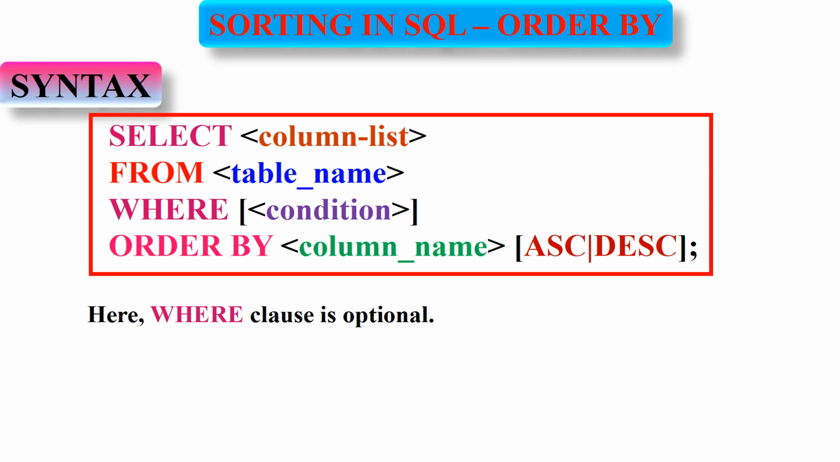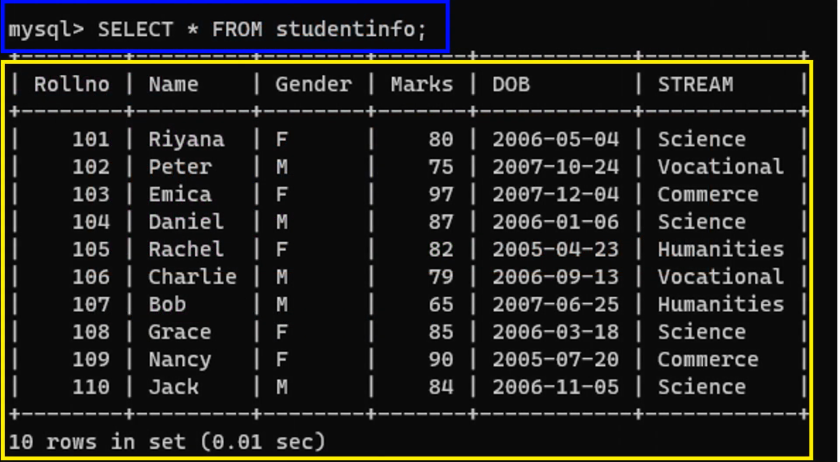The syntax is select column list from table underscore name where, condition, order by column underscore name, ASC or DESC, semicolon. Here, where clause is optional. Let's see an example. Look at the blue box. We type the statement, select star from Student Info semicolon. When pressed Enter key, we can see the table displayed here in yellow box, on the screen with 10 records. Now we are going to sort the records using order by.